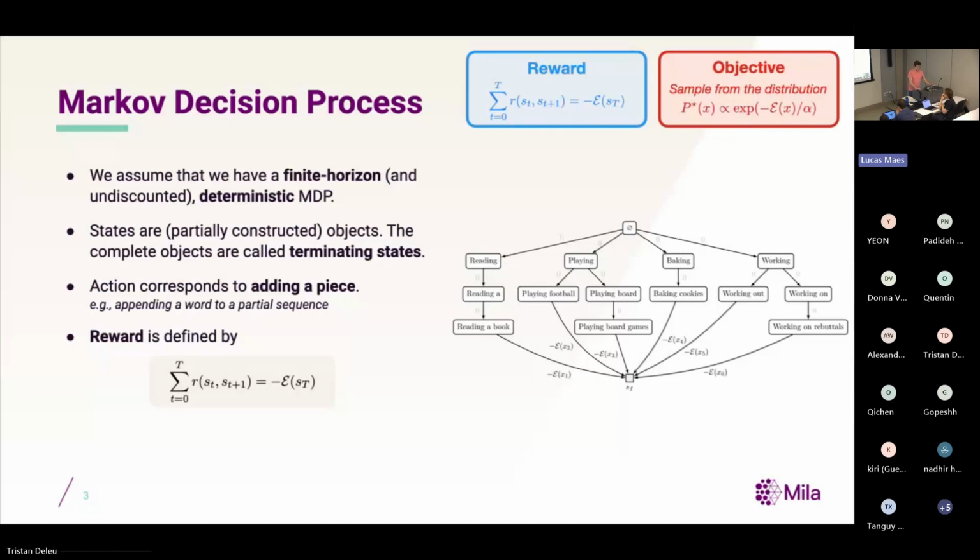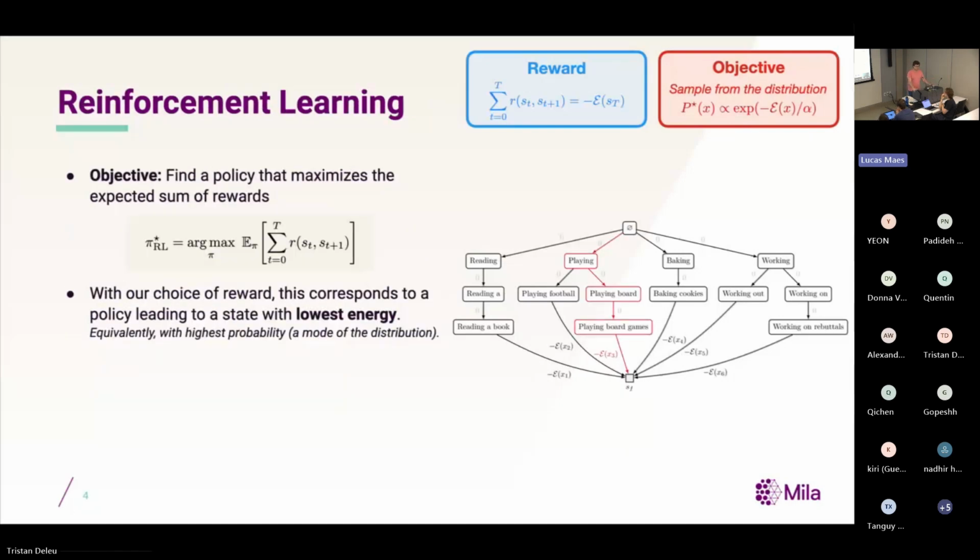And so what we can do with it is just apply any kind of reinforcement learning algorithm on top of it. So recall that the problem of RL is to find a policy that is going to maximize the expected sum of your rewards. So it's to find this policy pi star that is maximizing this expectation. And if we take the definition of the reward that we saw before, this only says that we want to find a policy that is going to lead us to a terminating state that has the lowest energy, because the sum of rewards is going to be minus the energy. So if we maximize this, it means that we're minimizing the energy.